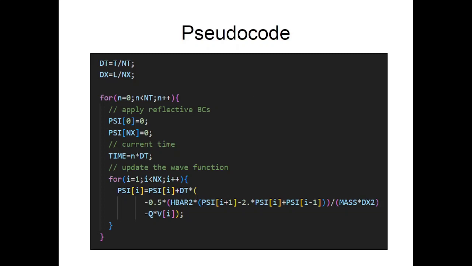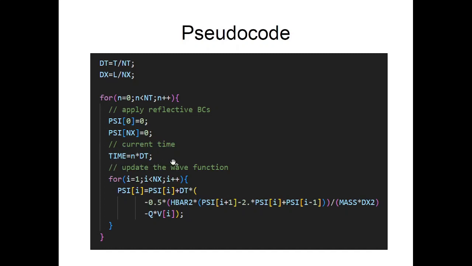It wouldn't modify anything. For every time step that you run in this loop, you will have to apply the reflective boundary conditions. So these are the boundary conditions we apply. As you can see, psi on the cell 0 is equal to 0, and psi on the cell nx is equal to 0. That's what we do to apply these reflective boundary conditions.